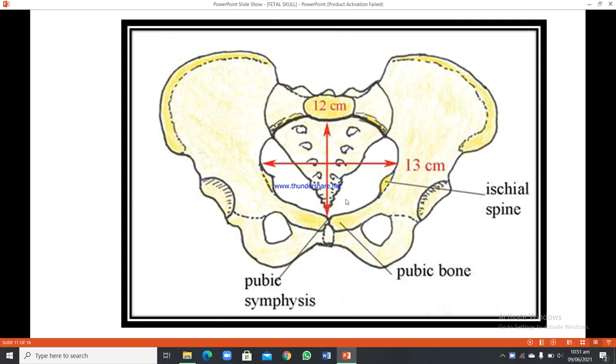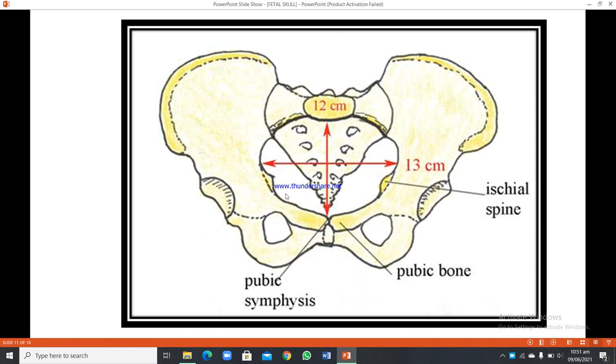Again, if we see the diameters, it is 12 centimeters in the mid cavity, all over equal, all 12 by 12 centimeters, and here lies the inlet. If you see the inlet, it is transversely broad, 13 centimeters, and when you see the outlet, it is anteroposteriorly broad. This is the pubic bone, this is the ischial spine.